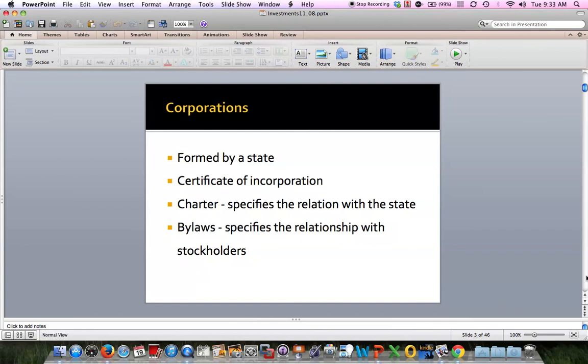So corporations, you can see here, a lot of this information was on 266 and 267, formed by a state. Basically, you had a certificate of corporation that comes from a state. Typically, you file with the Secretary of State of a particular state that you want to incorporate in. You receive a charter that gives you the rights to operate, and then the bylaws basically will signify what your relationship is between the company and the shareholders.